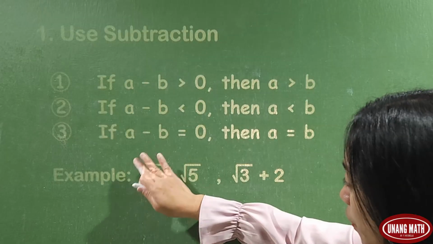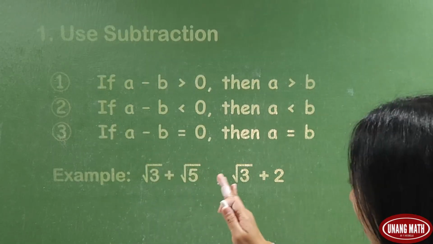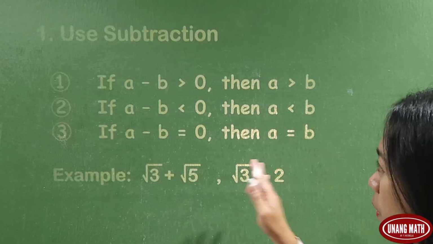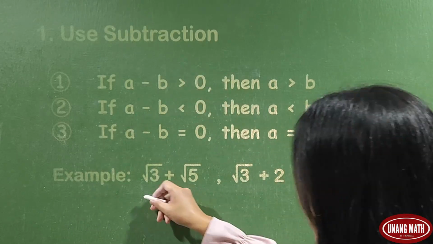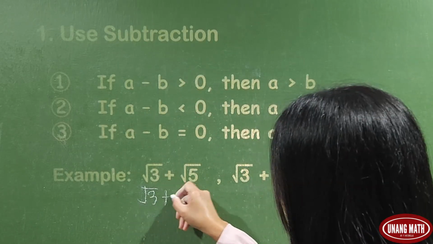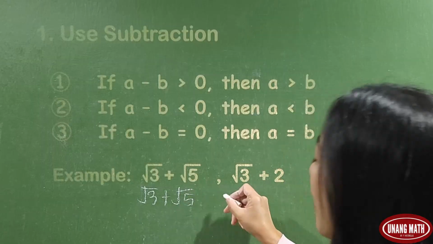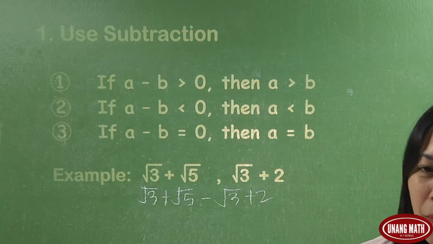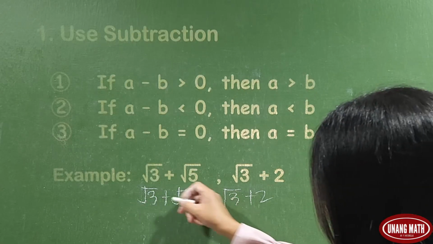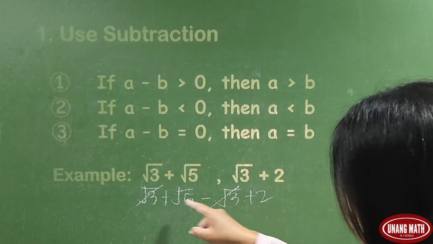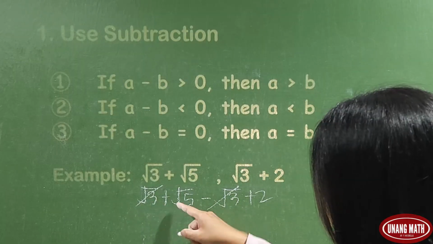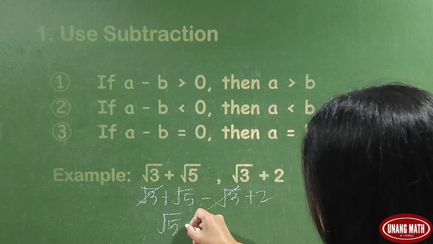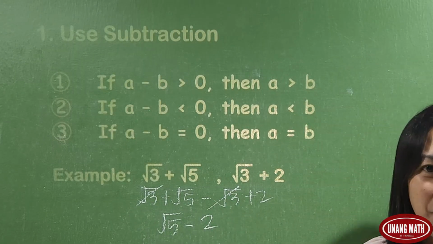Let's compare square root of 3 plus square root of 5 and square root of 3 plus 2. We will be using subtraction. So this is square root of 3 plus square root of 5 minus square root of 3 plus 2. Square root of 3 minus square root of 3, this is 0. So we can just remove these two numbers. Okay, now we have square root of 5 minus 2.